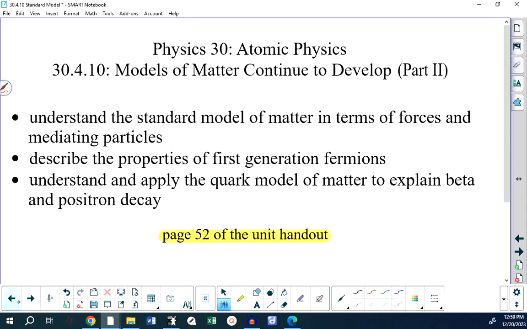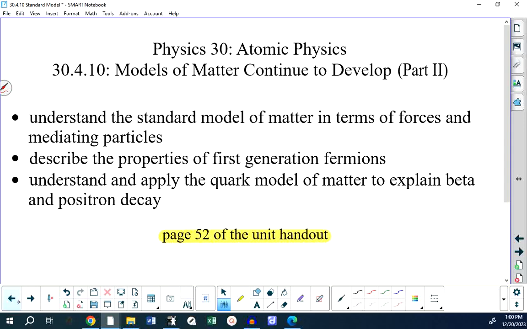So we're going to move on and look at the second part of this lesson, or this topic. This is on page 52 of your unit handout. There's an awful lot of memory work here, like words and names and things that unfortunately we have to remember. Sometimes you have to remember things because you might flat out be asked what this means, and sometimes you just have to know definitions so you understand what questions are asking.